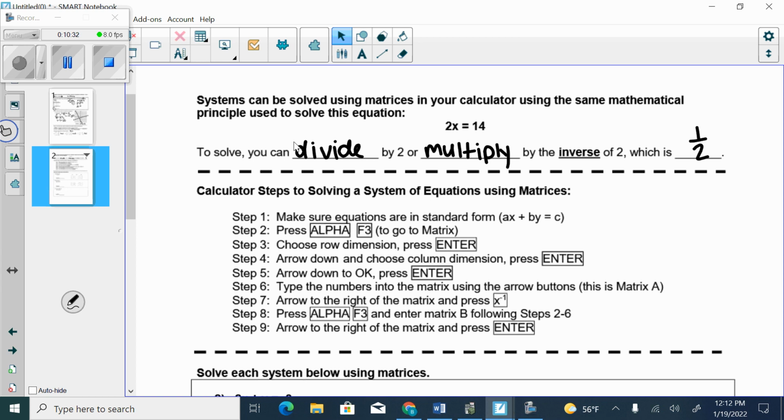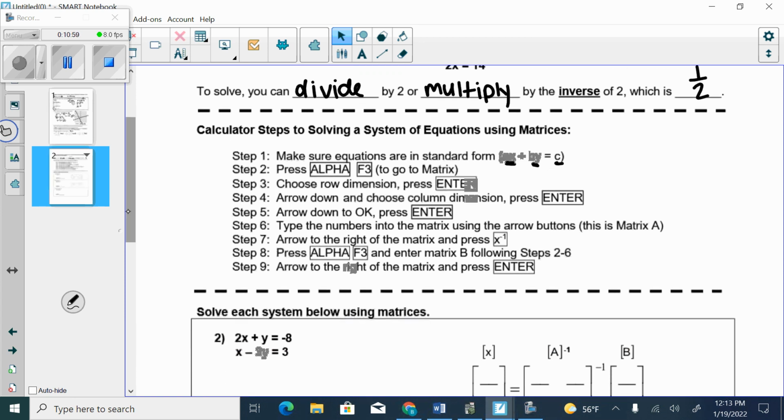All right, so these are the steps that we are going to follow in our calculator so that it can solve the system of equations for us using matrices. It says we're going to make sure that we have it in standard form. So now I want it written this way. Instead of y equals mx plus b, I want x plus y equals c.